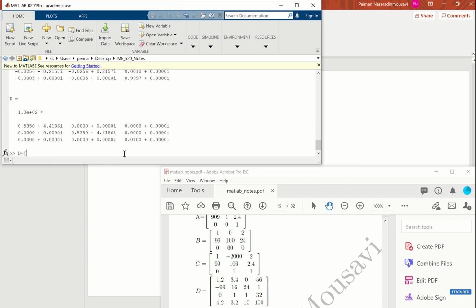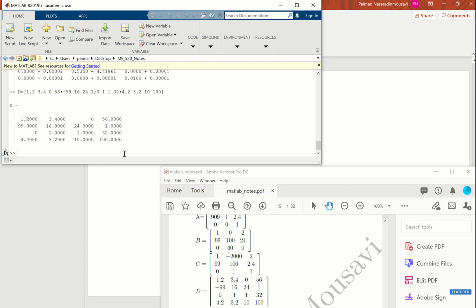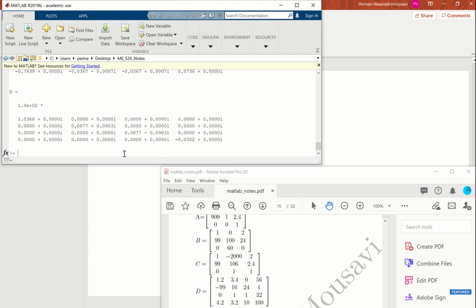And the D is 1.2, 3.4, 0. See, I'm doing a 4 by 4 matrix. Minus 99, 16, 24, and 1, and 0, 1, 1, and 32, and 4.2, 3.2, 10, 100. This is a 4 by 4 matrix. So, and what do you get? Again, your eigenvectors and eigenvalues.